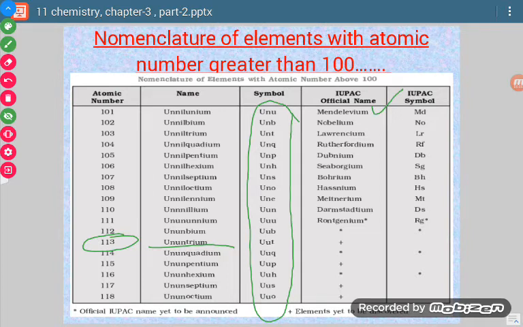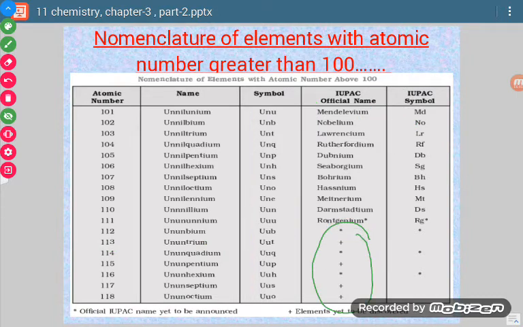Okay, for 102 it is Nobelium, for 103 it is Lawrencium, for 104 it is Rutherfordium. Okay, so this is to honor those scientists. Now when you are able to see that there are blank spaces, it means these are those elements which are yet to be discovered, or they have not been given IUPAC official names. Okay, so this is to be remembered.